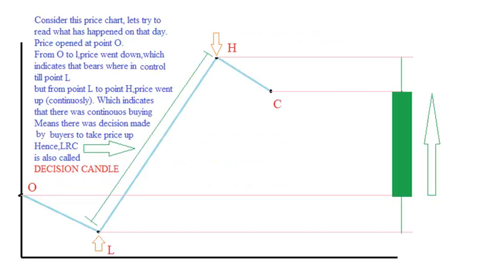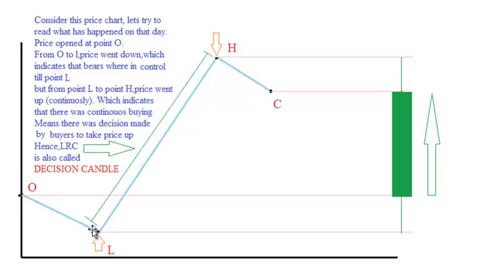So let's quickly understand the mechanism of an LRC and how an LRC is formed. Now consider this is the price chart, and let's try to understand what really happened on that particular day. The price opened here and went down, and as it went down, a massive demand came into play, and price started going up very consistently. This is where it closed.